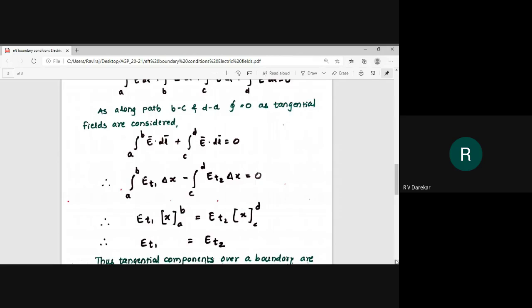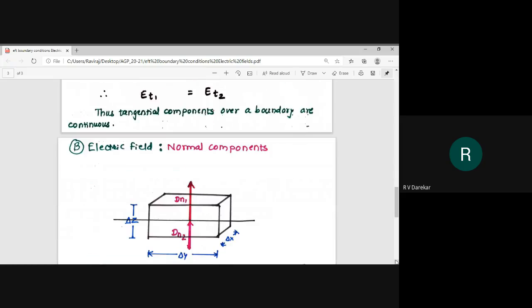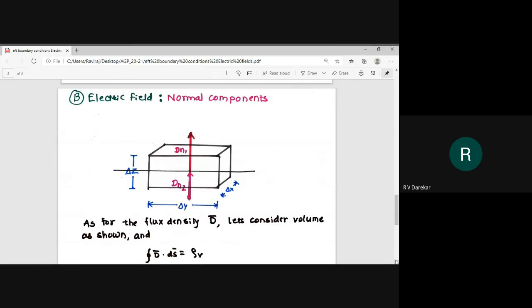It indicates that the tangential components of the electric field over a boundary are continuous. That is, if ET1 is one tangential component and ET2 is another tangential component, then we can say that though they are crossing the boundary, ET1 will be equivalent to ET2. This was the half of the last lecture that we had completed. Then we had seen the normal component.